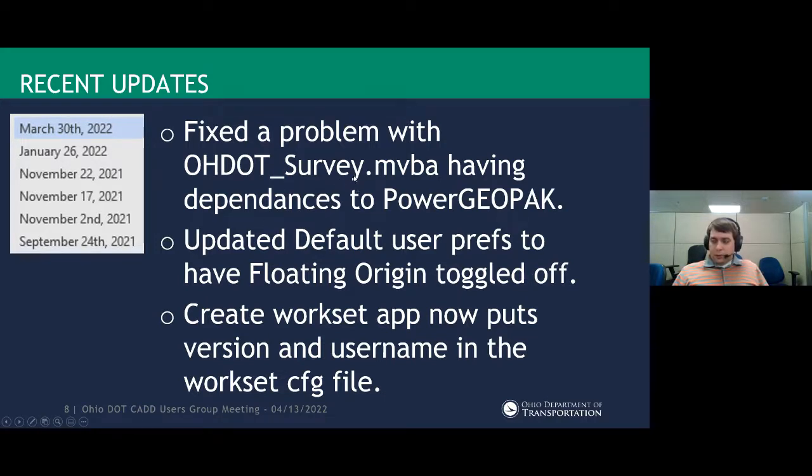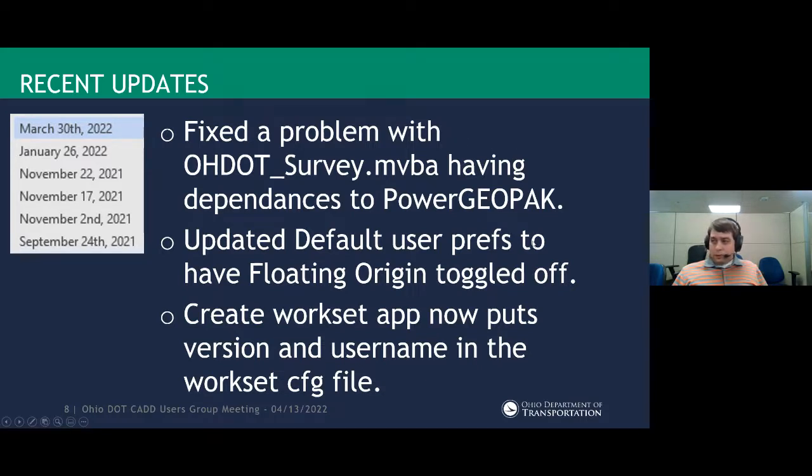There was this problem with the Survey MVBA having dependencies on Power GEOPAK. We didn't really notice it because most people have Power GEOPAK installed with ORD. But someone finally brought it to our attention that it wasn't working, and it came out that they didn't have Power GEOPAK installed, and it was needing that. So the VBA annotations, when you process survey, weren't coming in. So we went in and figured that out and fixed that, so that MVBA is now not dependent on Power GEOPAK anymore, which is good.